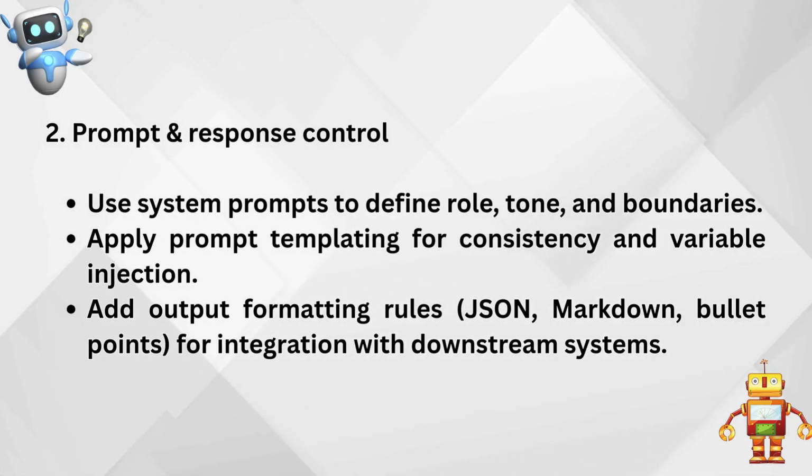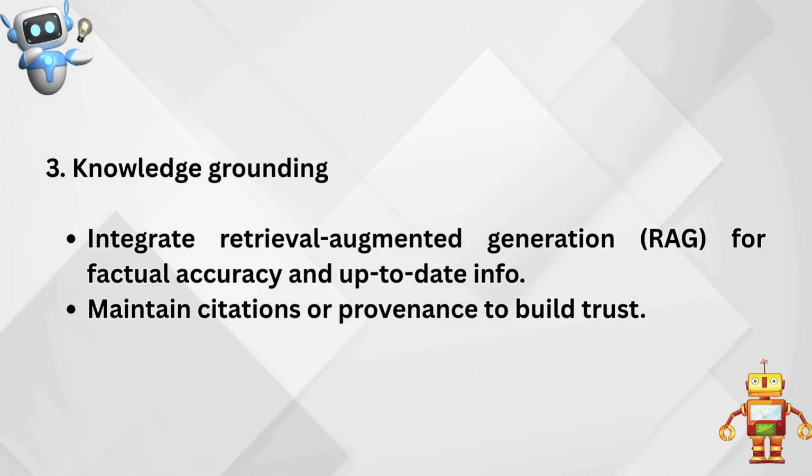2. Prompt and response control. Use system prompts to define role, tone, and boundaries. Apply prompt templating for consistency and variable injection. Add output formatting rules, JSON, Markdown, bullet points, for integration with downstream systems. 3. Knowledge grounding. Integrate retrieval augmented generation, RAG, for factual accuracy and up-to-date info. Maintain citations or provenance to build trust.